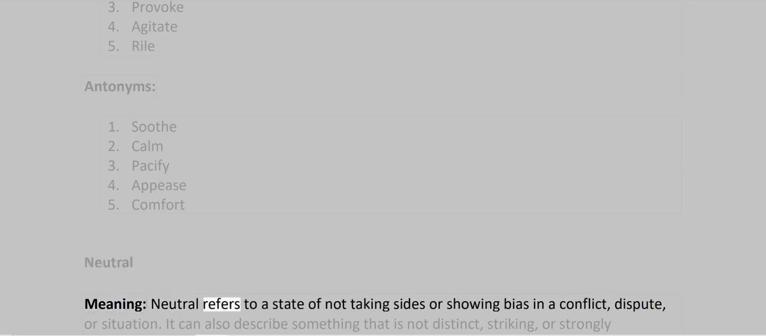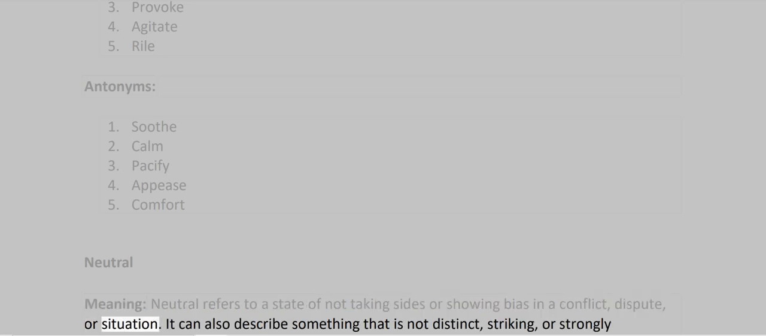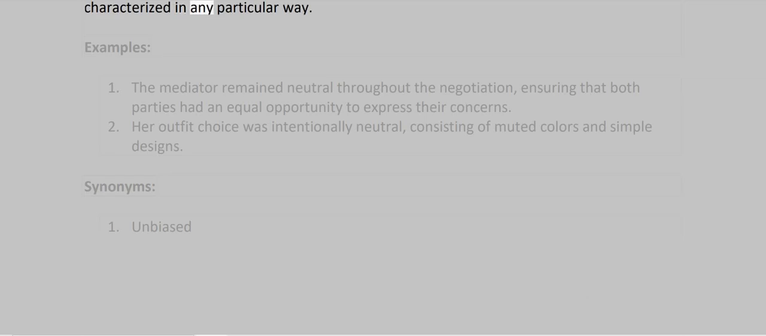Meaning, neutral refers to a state of not taking sides or showing bias in a conflict, dispute, or situation. It can also describe something that is not distinct, striking, or strongly characterized in any particular way.